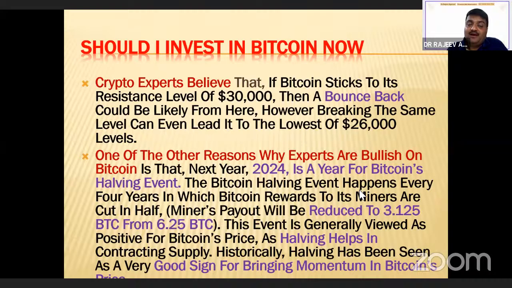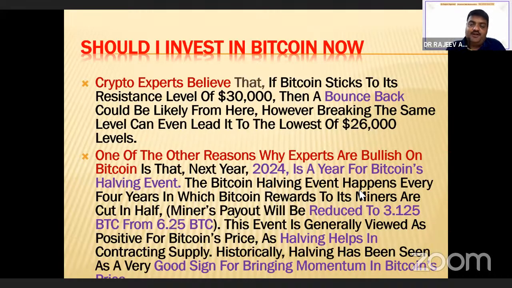So next year, earlier in Bitcoin, about 8 years down the line, for mining they used to get 12.5 Bitcoins. 4 years before that, they got 6.25. Now from 2024, this will be reduced to 3.125. Because this halving will come, it helps in contracting the supply, and that is the reason why it has been seen historically in the past 12 years. Whenever this halving mechanism takes place, that is a good sign for bringing momentum in the Bitcoin's price.